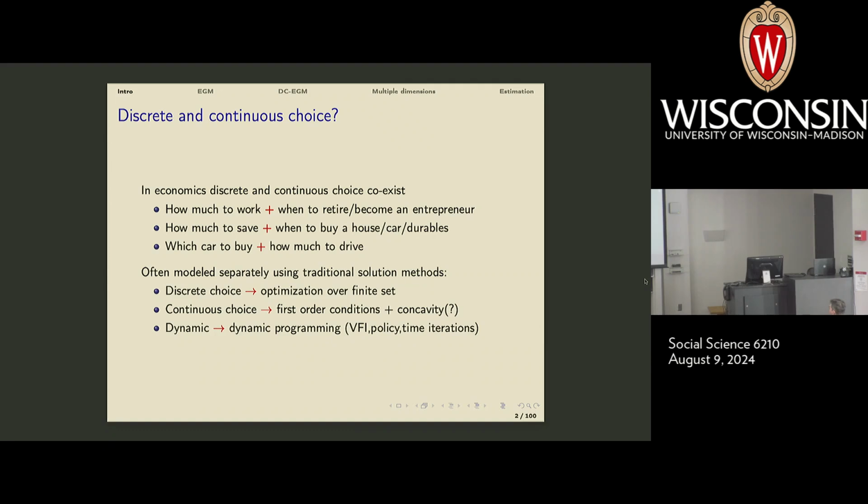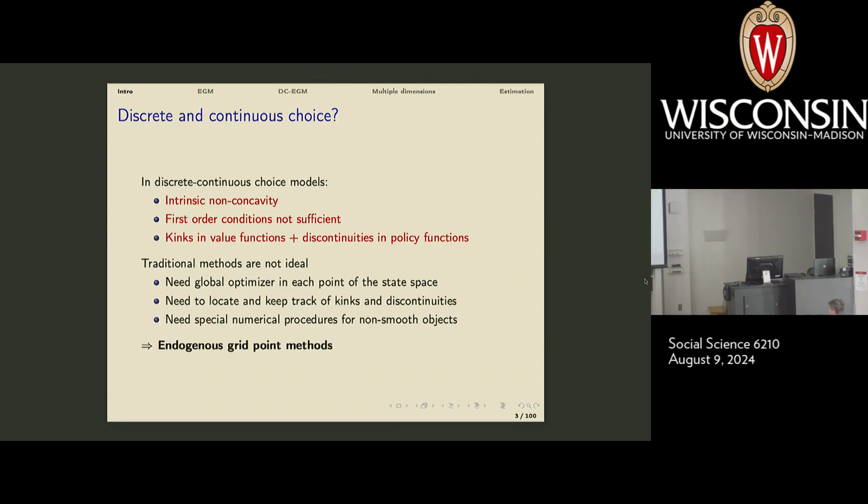For discrete choices, we have to optimize over finite sets, and for continuous choices, we can use first-order conditions and things like that. It turns out that in combination, things become a lot harder, and that's probably one of the reasons why you don't see a lot of combinations. Oh yeah, and I have to say that when you actually have a combination, a typical approach is to discretize the continuous choice and just convert everything into the discrete choice framework.